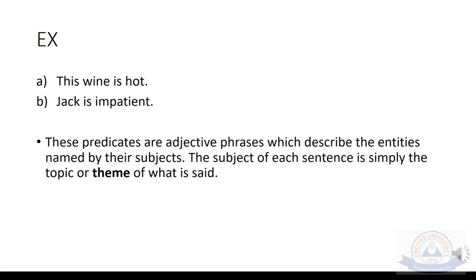These predicates are adjective phrases which describe the entities named by their subjects. So the subject of each sentence is simply the topic or theme of what is said. So in the following examples, for example, if we ask about the topic or theme of a sentence, if it is a noun sentence like this, and they have adjectives here, we will say that the subject is the theme or topic of the sentence. We will see it in the following examples also.